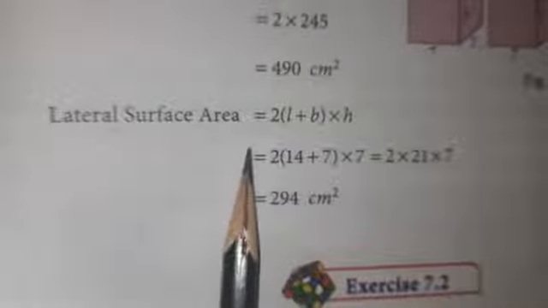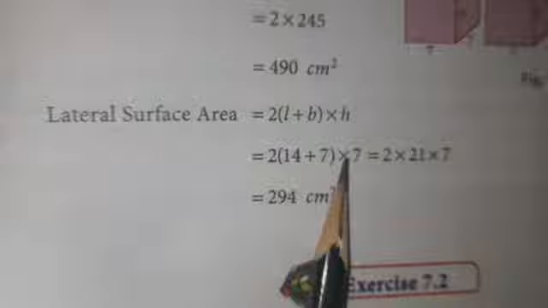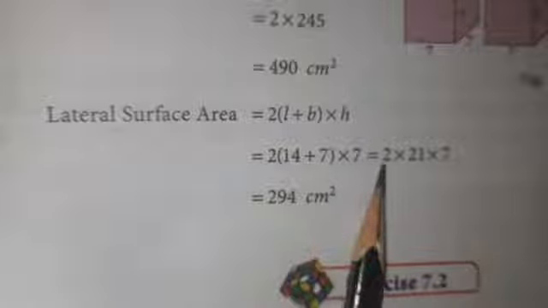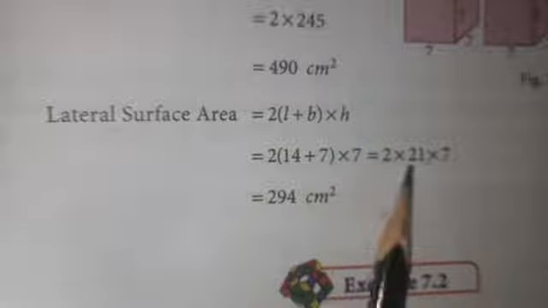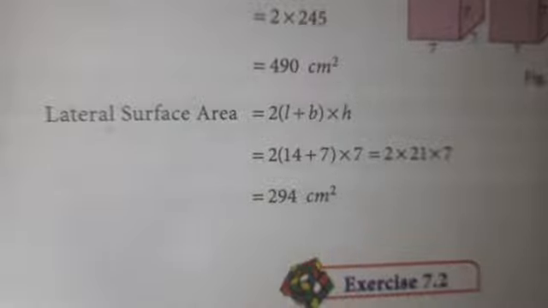Next, we find the lateral surface area of a cuboid. The formula is 2 into (L plus B) into H, which is 2 into (14 plus 7) into 7. That is 2 into 21 into 7, which is 294 centimeter square. Thank you, students.